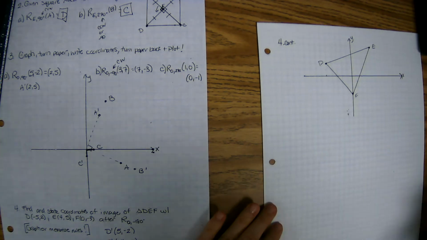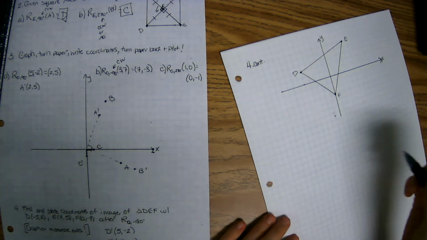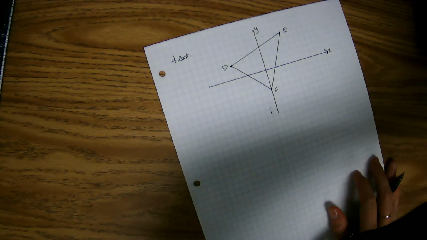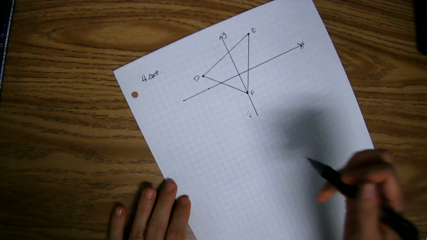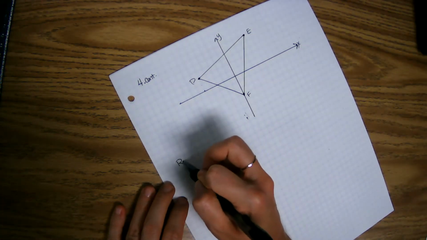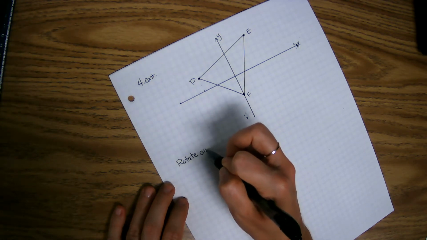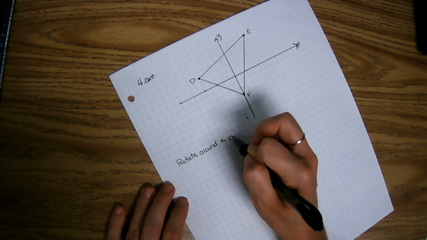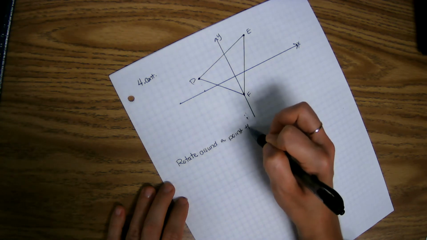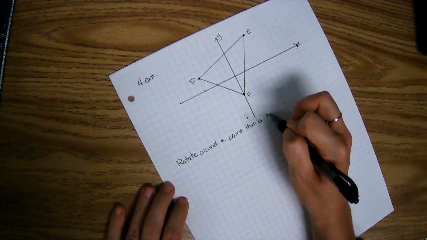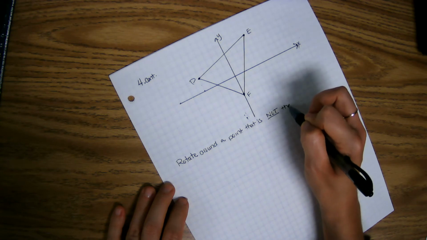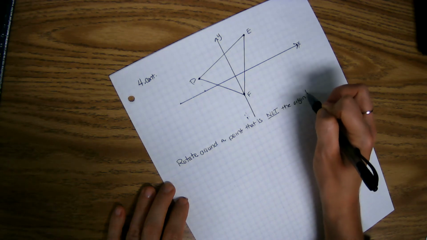And next, we're going to rotate around a point that is not the origin. And this is probably the hardest thing to do. Rotate around a point that is not the origin.